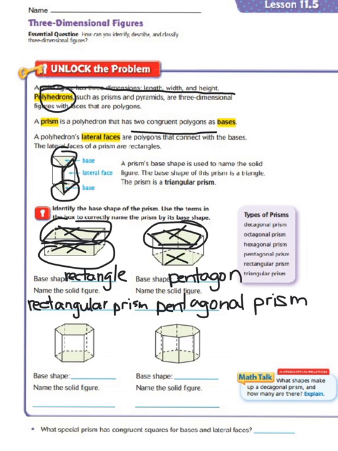So let's look at our next one. Our base shape is 1, 2, 3, 4, 5, 6. We know that 6-sided shapes are called hexagons. And we have a hexagon for the top and a hexagon for the base. So we know that our solid figure is going to be a hexagonal prism.